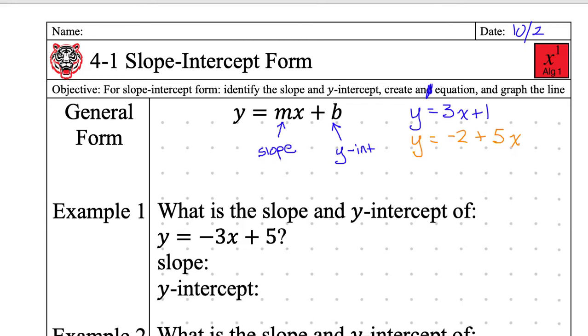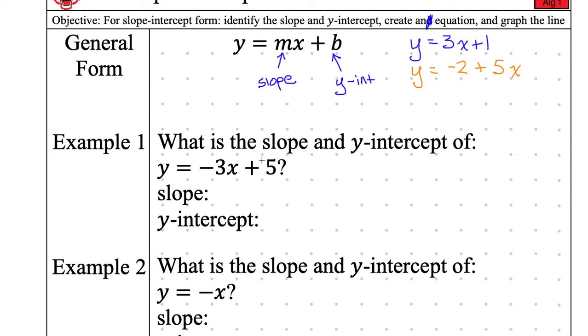So let's jump down here to example 1. What is the slope and y-intercept of this equation? Well, again, the slope is always the coefficient, and I'll write this out under here. This is called the coefficient. The coefficient for this term is negative 3, so the slope here is negative 3.